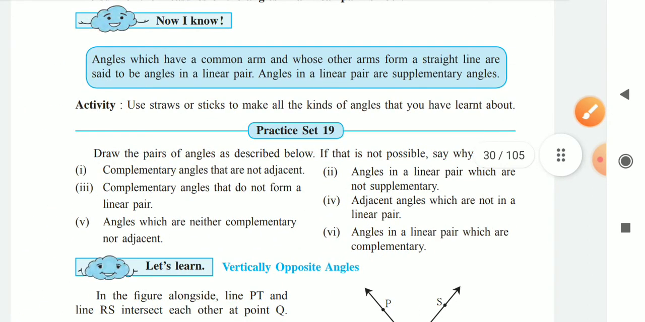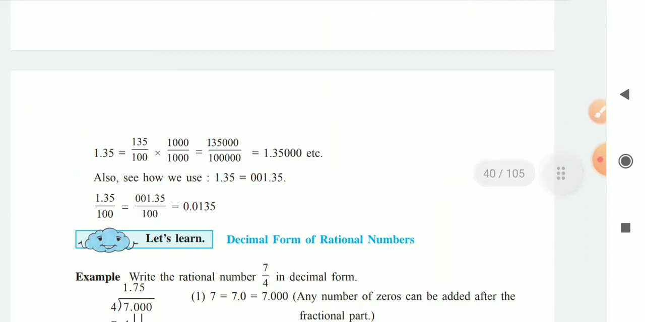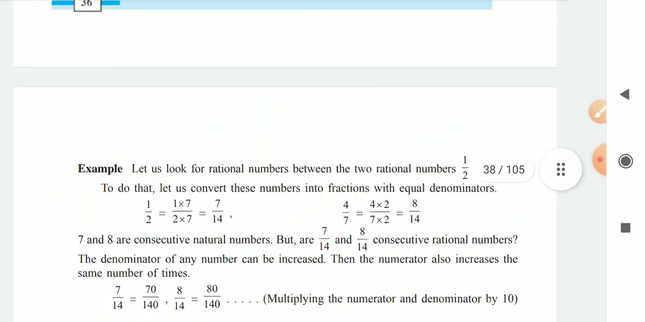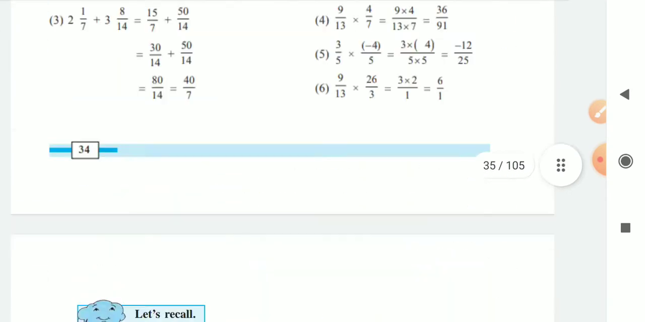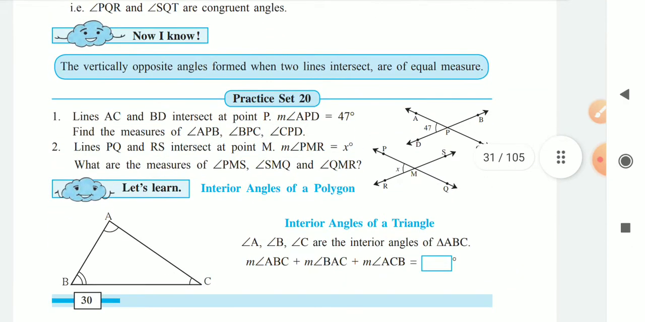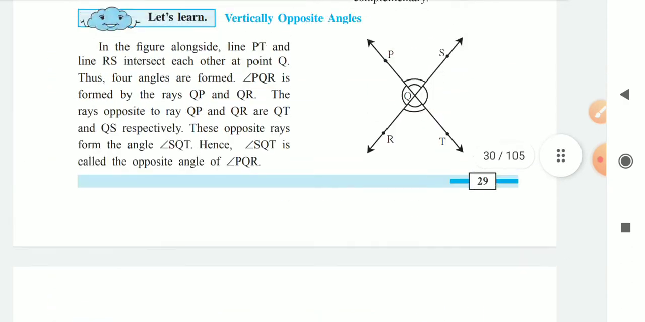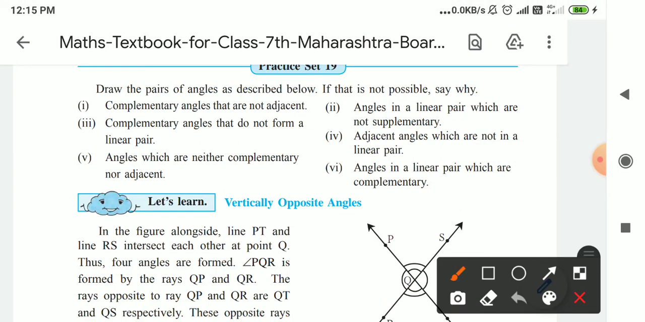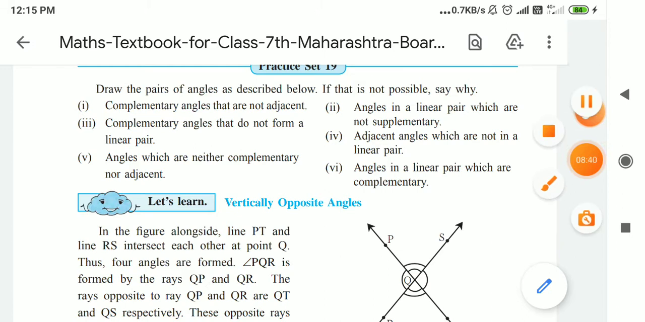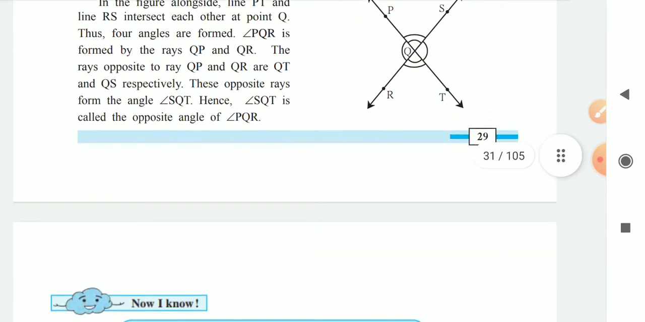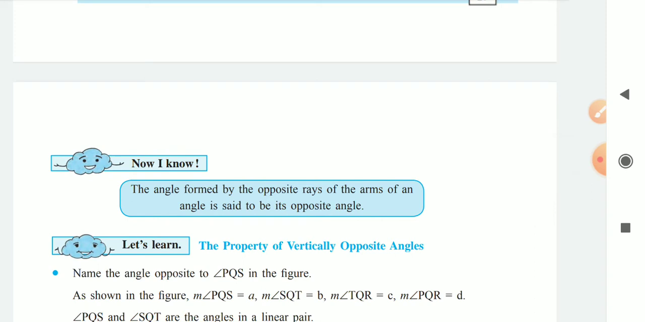Okay, and after this, the practice set number 19, we will move towards the next part of our lesson, which is vertically opposite angles. It is a very interesting part. You are in 9th standard, and you have this first theorem in your textbook. The vertically opposite angles theorem is the first theorem in your textbook.